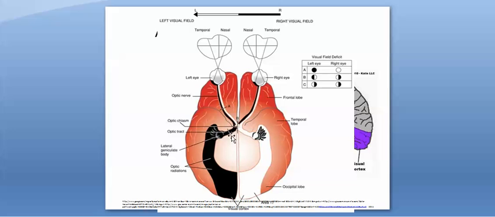Now, if we have a lesion just posterior to the optic chiasm here, we're not going to have peripheral vision in the right eye, and we're not going to have our nasal field any longer in the left eye. So if you can draw this picture, and I recommend that you try to, when you get to an exam, if I say if we have a lesion here, where are you going to have a visual field deficit? You'll be able to answer that.